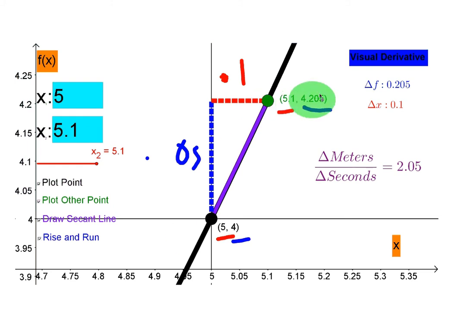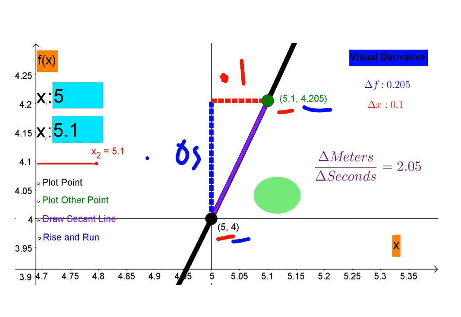4.205. So our change in y is going to be 4.205 minus 4, so 0.205. Change in x is going to be 0.1, and if we divide change in f over change in x, we get 2.05. So it looks to me like the instantaneous rate of change is 2, right? This is a very, very close approximation to it.